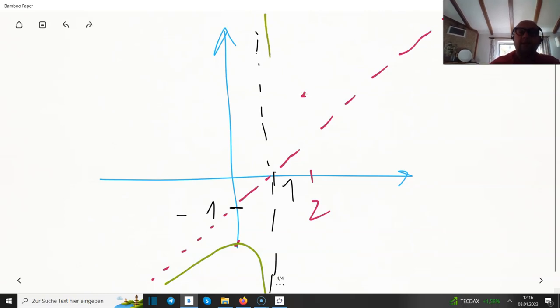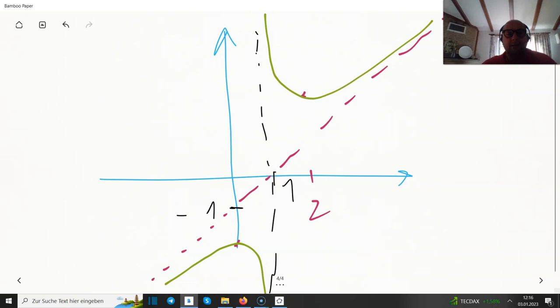Bad. Like this. Okay. So these, oh no, I have to pay attention here. Okay, slightly better. So this is the graph.